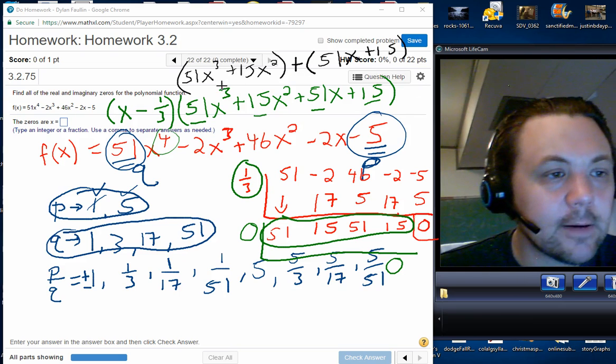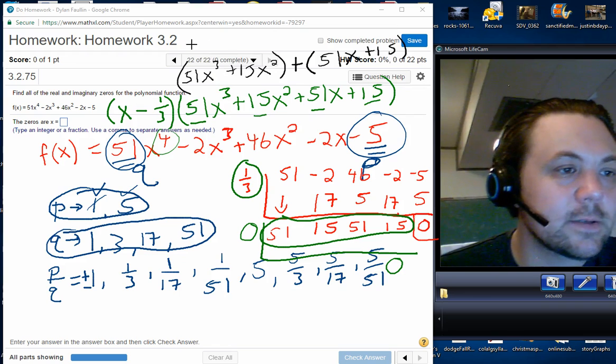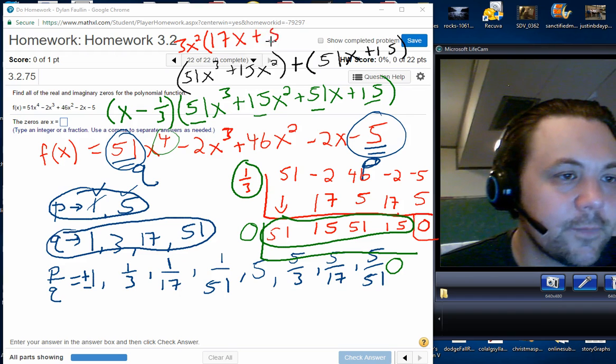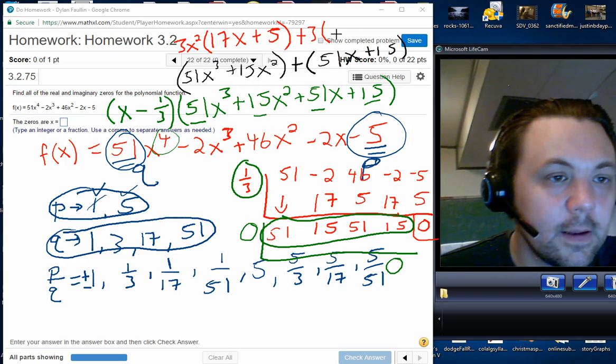All right, so factor out the common factor in each group. It looks like 3x squared would be the common factor here if I had to guess. And that's going to give me 17x plus 5 left over. So yeah, that looked like a good choice. Here, the common factor is just going to be 3. And that's going to leave me with 17x plus 5.